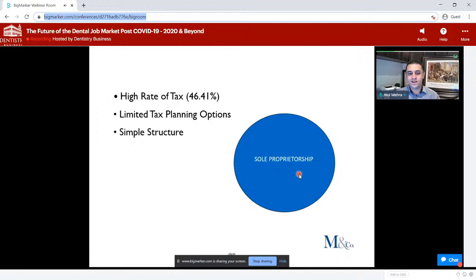It says here 46.41, but actually the combined high rate of tax in Ontario right now, combined with federal, is 53.53%. I'm going to show you more detail on that later. But you have limited options. It's a simple structure. You just file it on your personal tax return. You're paying the high rate of tax. You don't really have any income splitting opportunities, but it's a relatively straightforward and simple way to continue filing. You're just paying a high rate of tax.